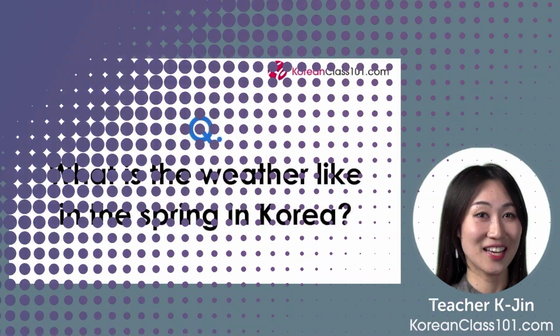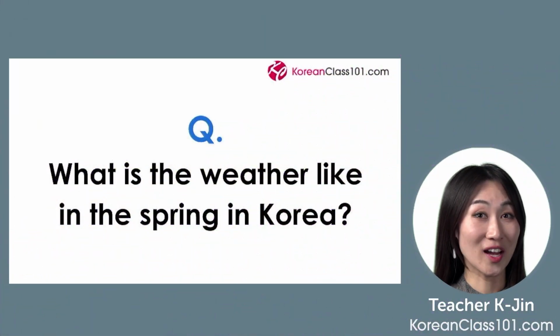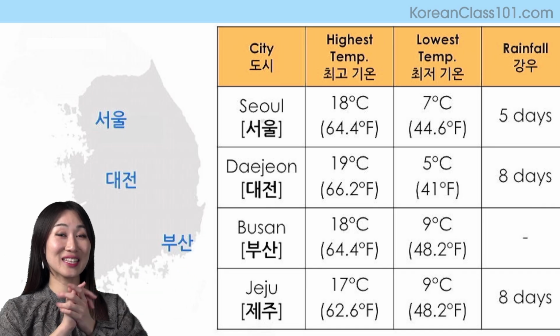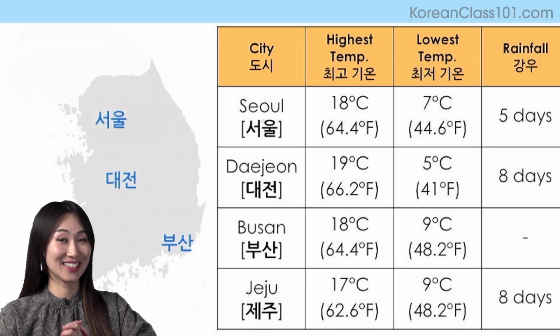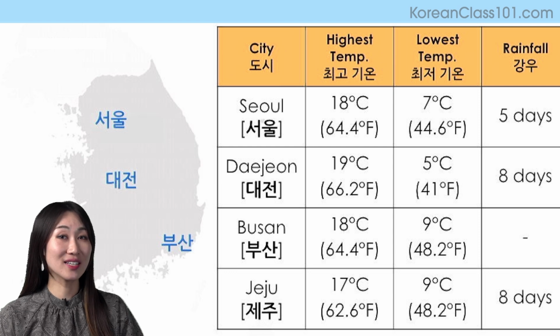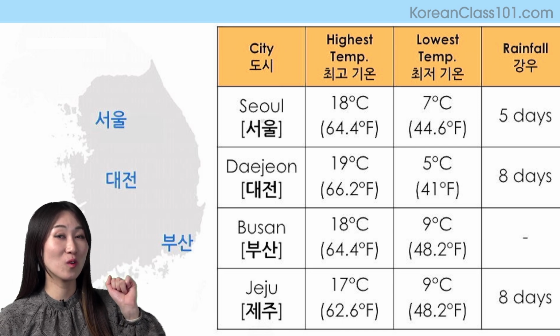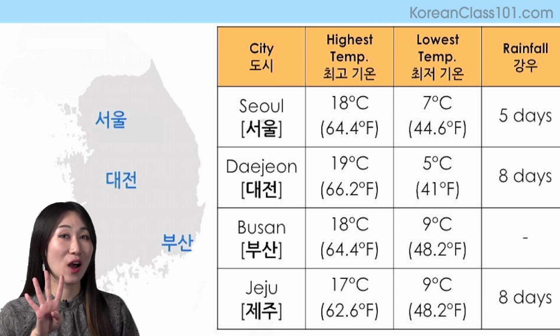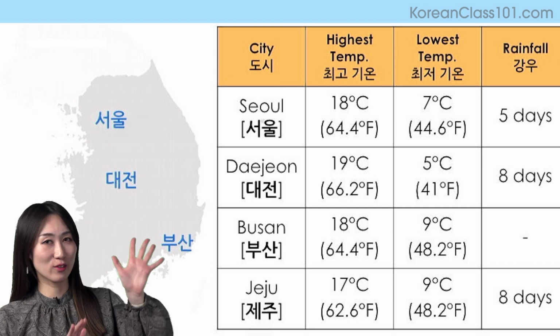Today I picked questions related to spring travel tips in Korea. Here's the first question. What is the weather like in the spring in Korea? 짠! So this is the temperature in Korea in the spring. By the way, spring is between March, 3월 to May, 5월. And this is the temperature of 4월, April. So let's look at it together.